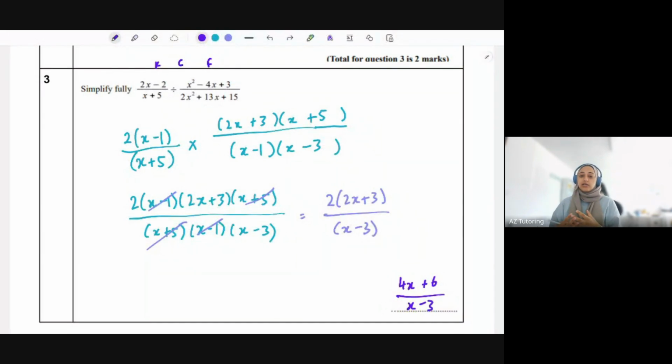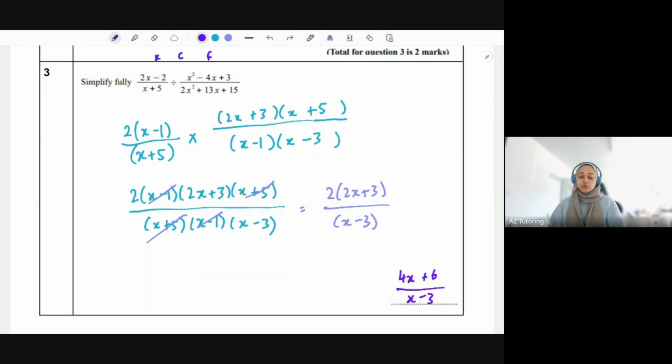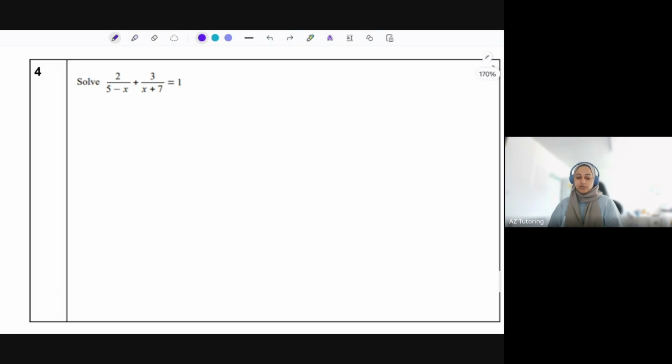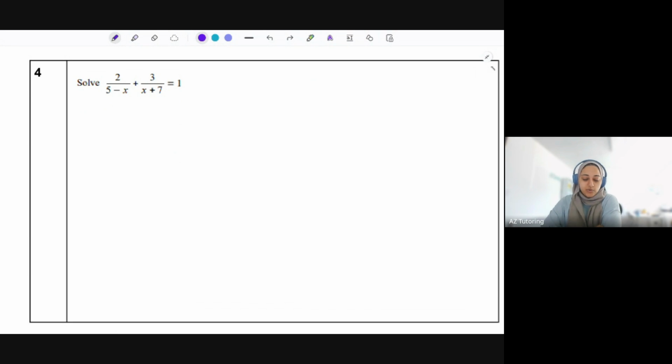Okay, so that's question 3. So that was simplifying algebraic fractions. Now let's do solving an algebraic fraction. So let's do this one here. So solving algebraic fractions. So we've got 2 over 5 minus x plus 3 over x plus 7 equals 1. So what does solve mean? Solve means find x. So to find x, and we've got two fractions here and we're adding. Remember, when we're adding fractions, the denominator has to be the same.